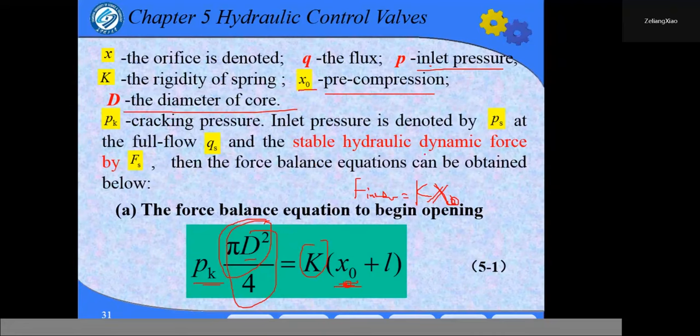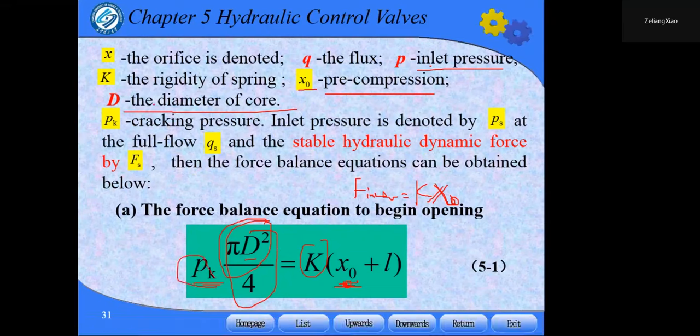Stable hydraulic dynamic force by F. Then the force balance equation can be obtained below. You can see this is the cracking pressure, and this is the area. The area can be calculated, so the pressure multiplied by the area gives the pressure force.